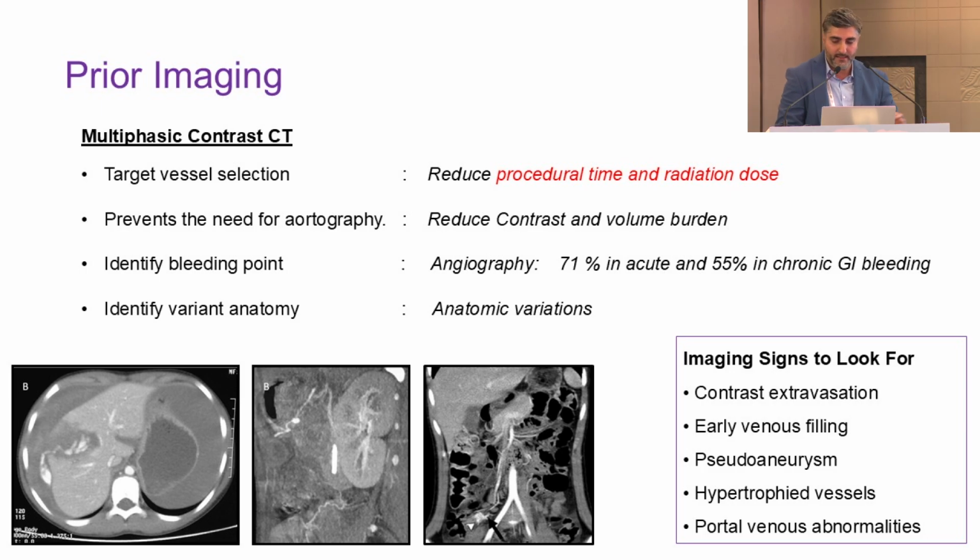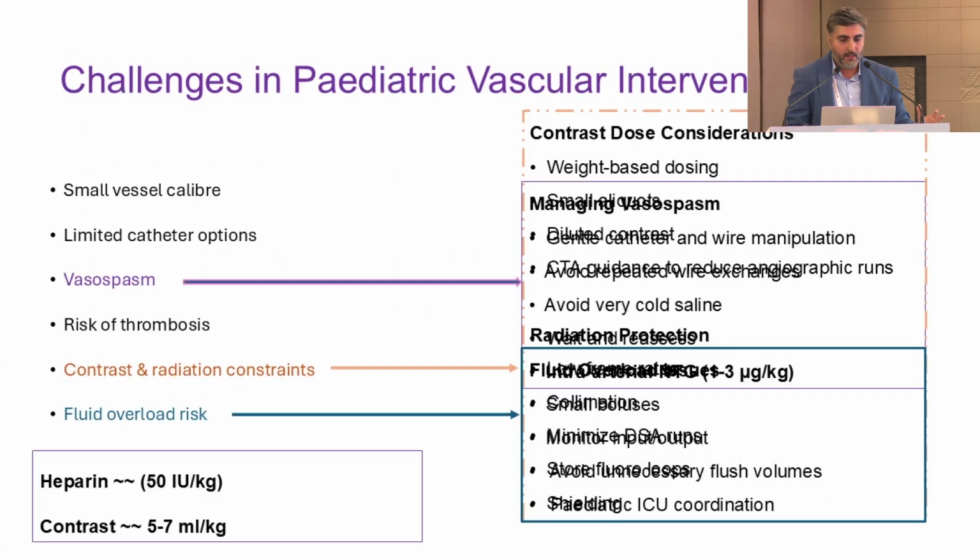Prior CT imaging is a must in cases of pediatric GI bleeds, because this helps in earlier identification of the bleeding sites, helps us recognize variant anatomies, improves procedural success, and reduces procedure time, radiation, contrast, and fluid volume, which are all important factors in overall recovery and long-term effects of GI embolization in the pediatric population. Unique challenges: one is small vessel caliber, because this results in small catheter and device options.